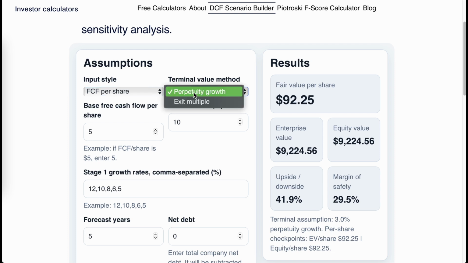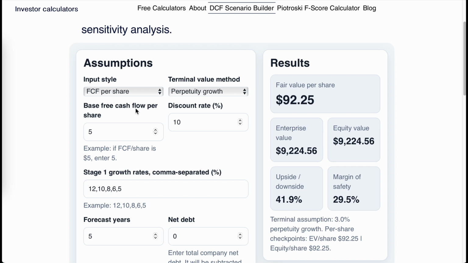Or you can choose the exit multiple. That is some multiple that you choose, some growth rate that you apply for the last year analyzed, for the 5th year in our example. If we are analyzing for 5 years. If you are taking 10 years, then you apply this multiplier for the 10th year, for the last year. But let's choose the perpetuity growth.